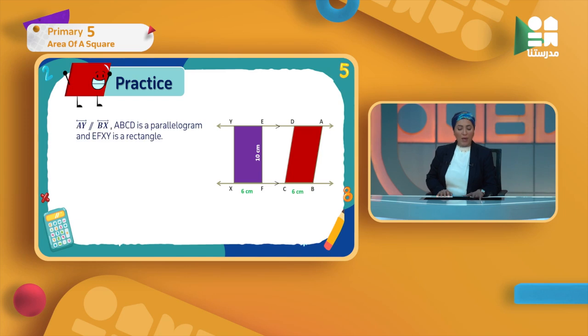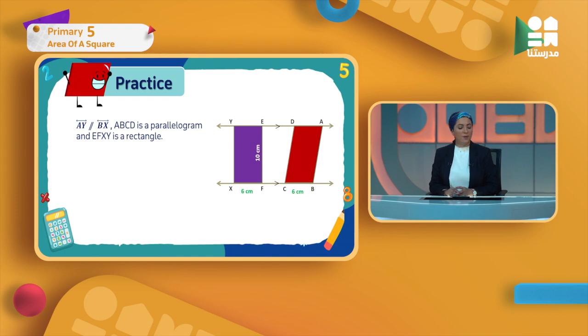So here we have an example. It's more like critical thinking, so we use our brains a little. We have two shapes, a rectangle and a parallelogram, and we want to compare both of them to see which one is bigger. How? We first need to get the area of each shape, and then compare them.